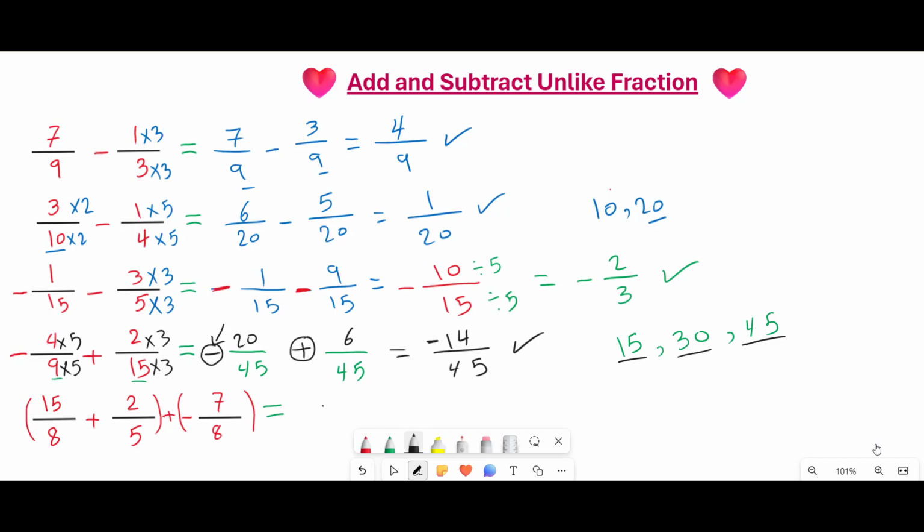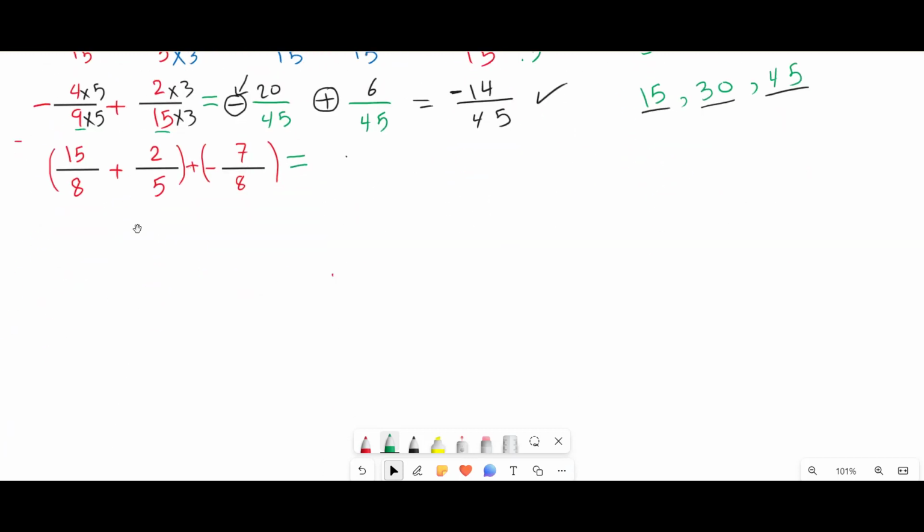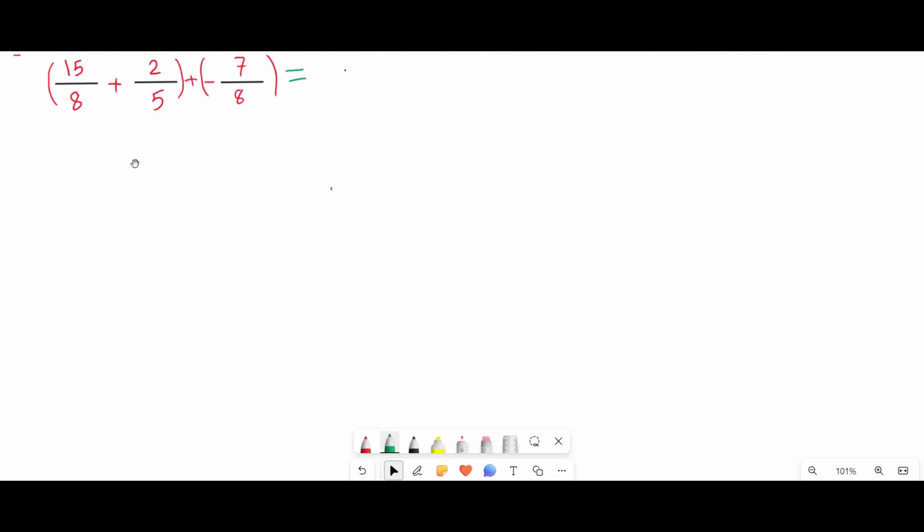Look at the last question here. We have 3 fractions here with different signs. What should we do here? First, before we start, we should check denominators, like we did every time. We make focus here. Okay, let it like this. Now we take 15 over 8 plus 2 over 5 plus negative 7 over 8. How can we do 3 fractions plus or minus?